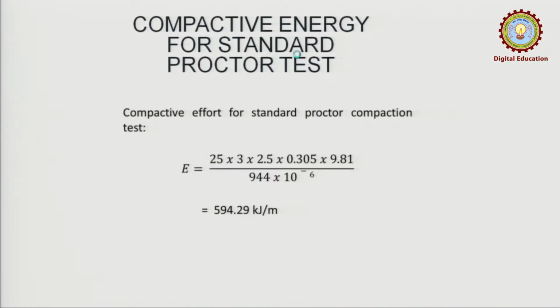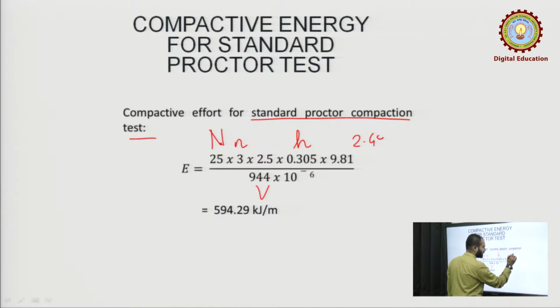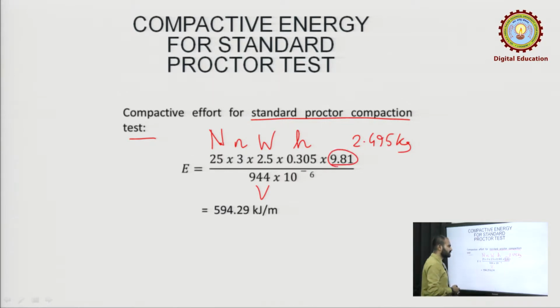So now let us calculate the energy for the standard Proctor compaction test. So E will be, what was the formula, N into N into the small h, and what was this, 2.5, and this is the volume. One by one we will go through it. This was actually 2.495 kg, which we just saw, so this is rounded off to 2.5, so this is W, and 9.81 is used for the conversion only, you can understand that.